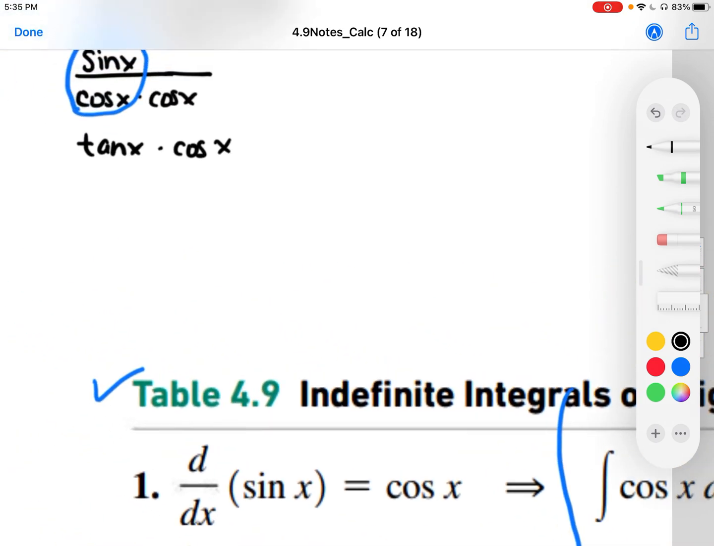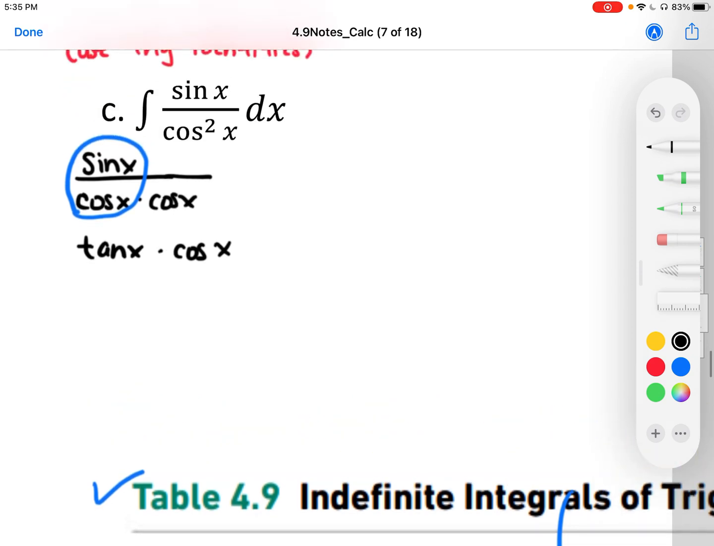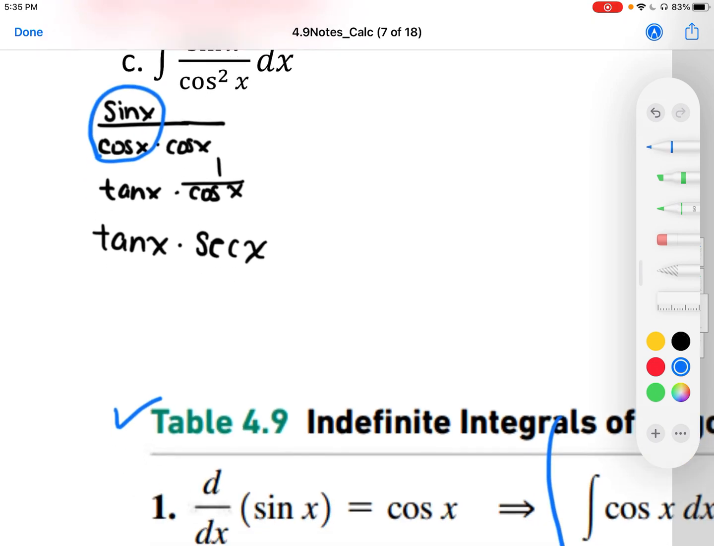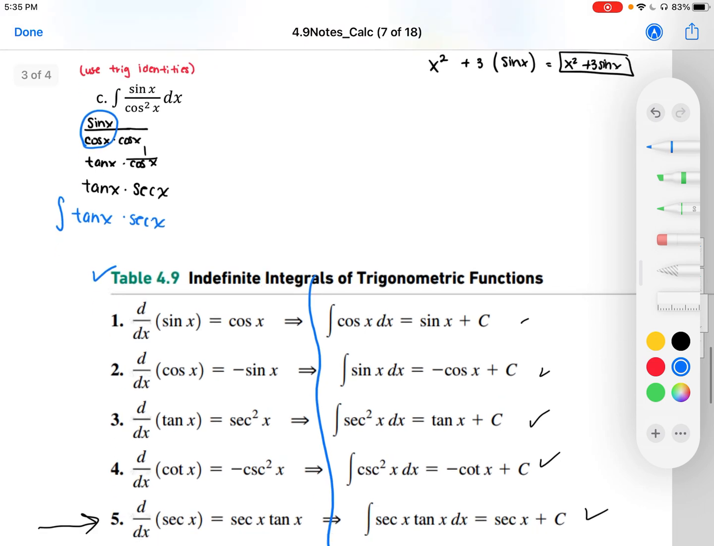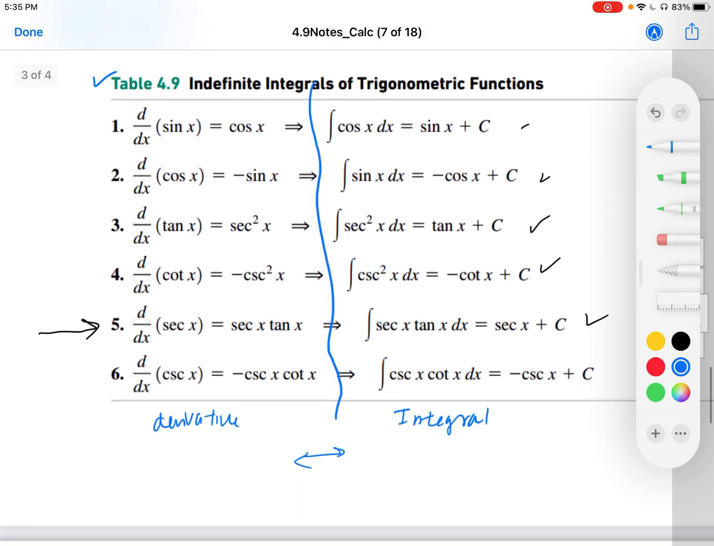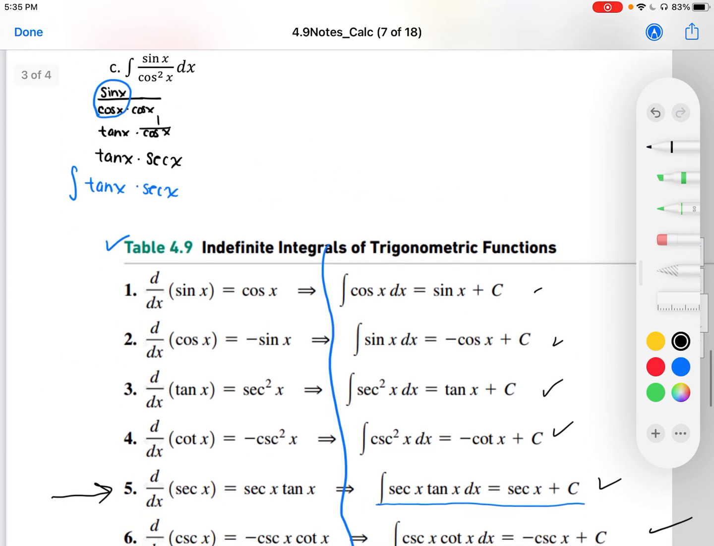And we see that cosine, well, I made a mistake. This is 1 over cosine. So we have tangent of x times 1 over cosine. Let's rewrite it as secant x. Now that's something I can work with. So I can go ahead and take the integral of tangent of x times secant of x. And we see that that's one of my integrals. The integral of secant of x times tangent of x is secant of x plus c. So we have secant of x plus c as our answer.